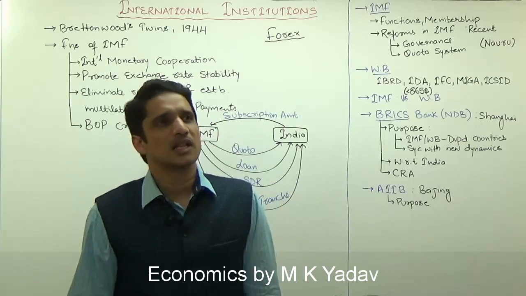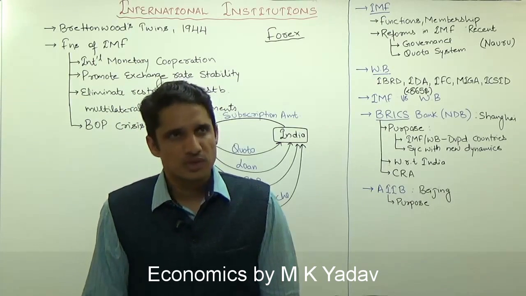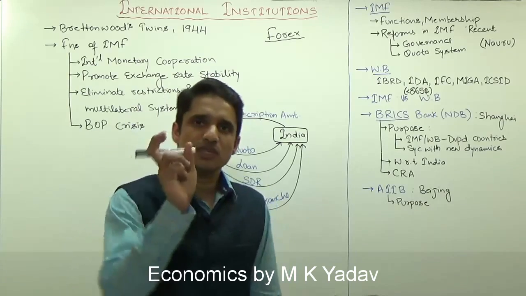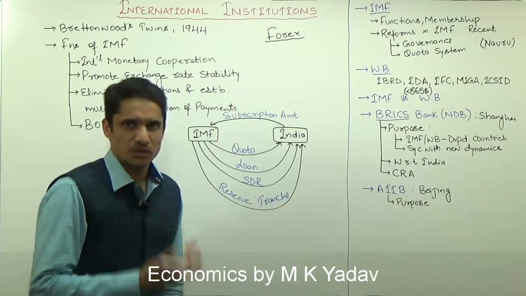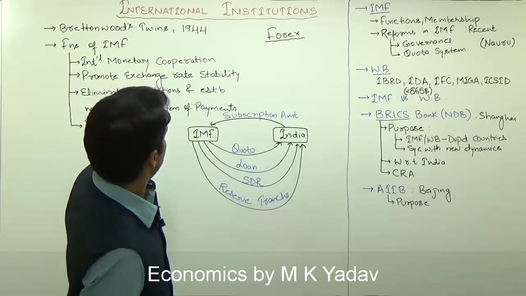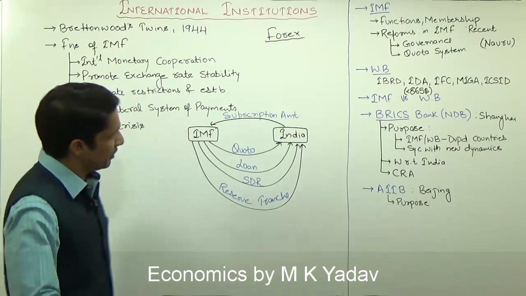Then we will discuss the Agreement on Agriculture and the Doha Round. Then we will discuss the National Food Security Act issue that is going on in the WTO. So all these things we will discuss in this particular unit. So now, first, we will discuss the IMF.